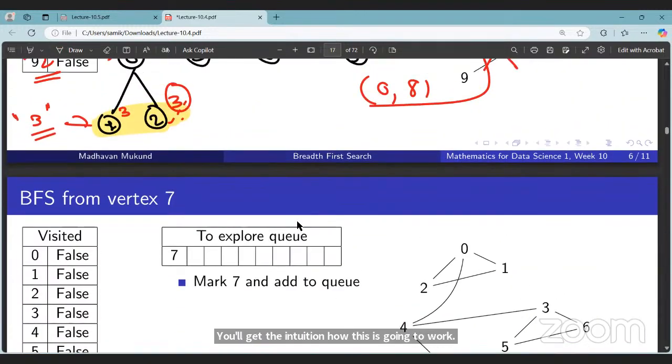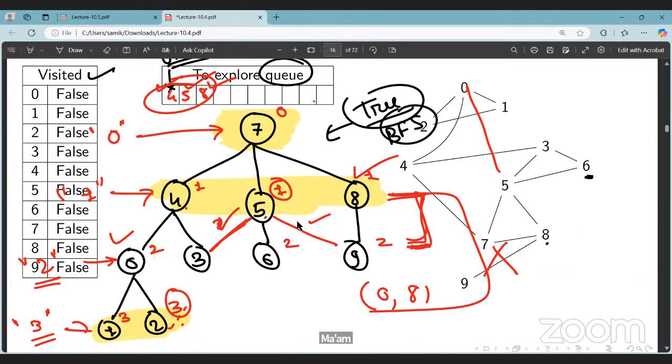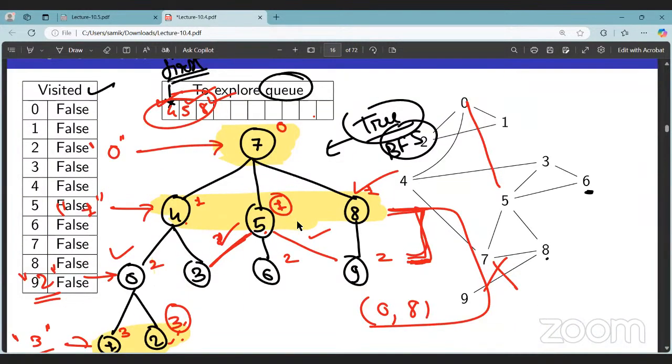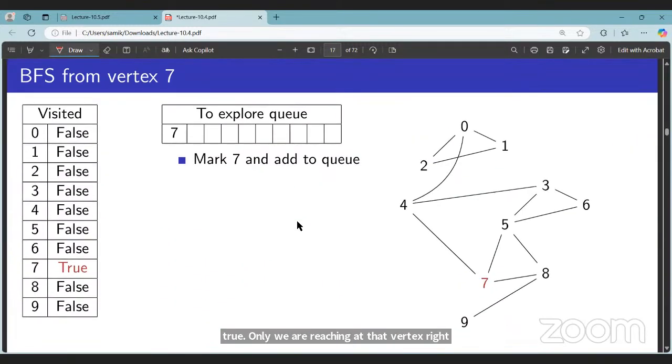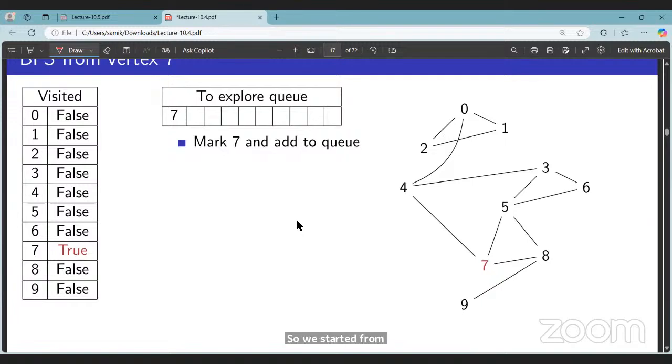Ma'am, where can we see the application of this process? Reachability question. See, if you want to answer whether some vertex is reachable from some vertex or not, you just have to apply a BFS scan, and if the visited status remains false, then that vertex is not reachable from any other vertex, because we change the visited status from false to true only when we reach that vertex. Yes, ma'am, it's clear.